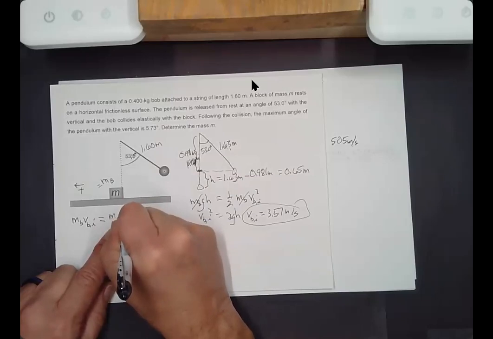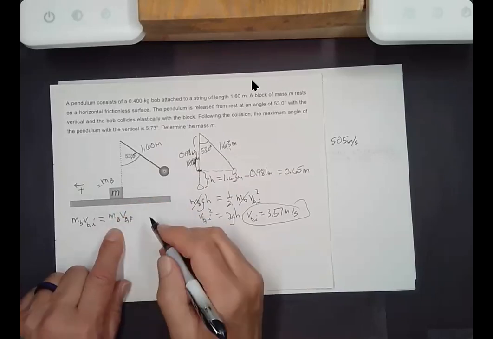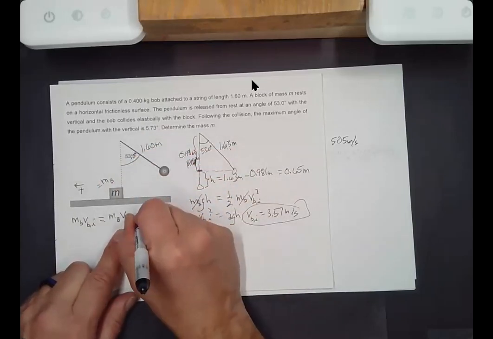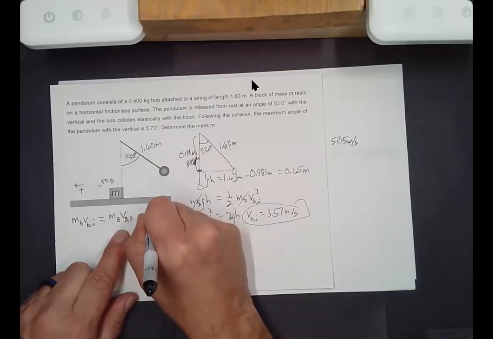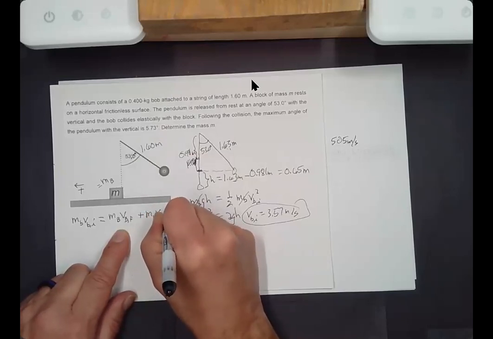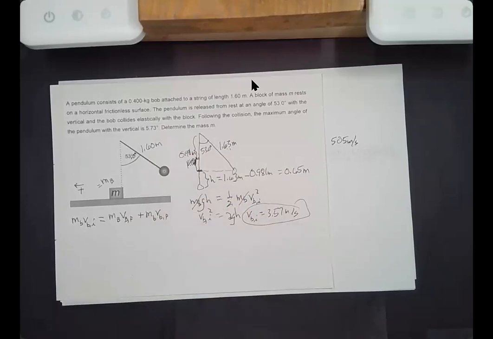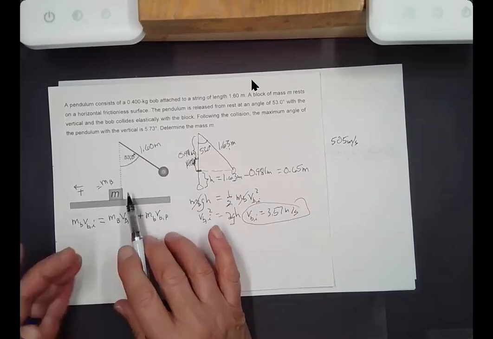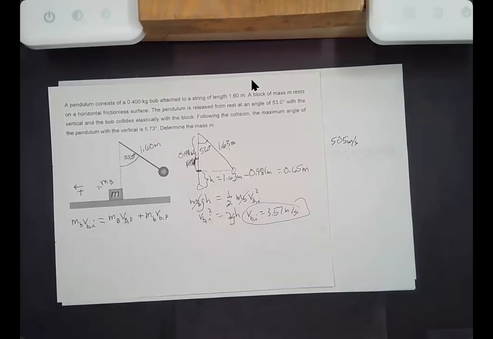V capital B. And this, I'll just call that the final thing. It's a horizontal frictionless surface, so it's going to sail along with that forever. And plus the mass of the bob times V bob final. Okay, now I don't know what direction that's going to be, but maybe it won't matter. However, we still have the conservation of kinetic energy to consider here and see what we can get out of that. I have the feeling it's going to bounce backwards, but we don't know for sure.